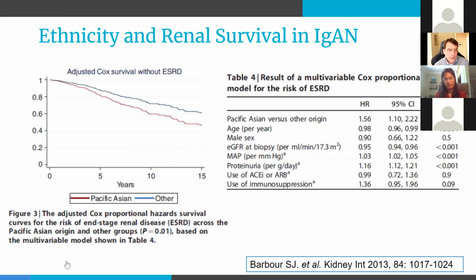Next slide. Not only is the frequency of the disease different among different ethnic groups, but there is a sense also that folks of Pacific Asian descent may have more severe disease and are possibly more likely to develop chronic kidney disease or renal failure from IgA nephropathy compared to other ethnic groups. So on the left-hand panel there, the blue line on the top are people of other ethnicities, and the red line are Asians, and this is the likelihood of progressive renal function deterioration towards end-stage kidney disease. New slide.